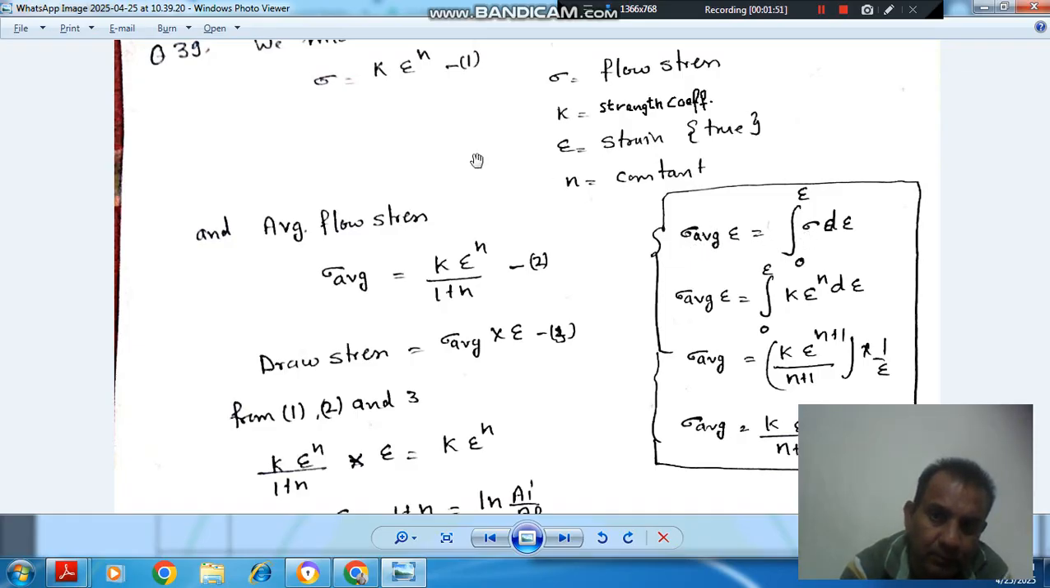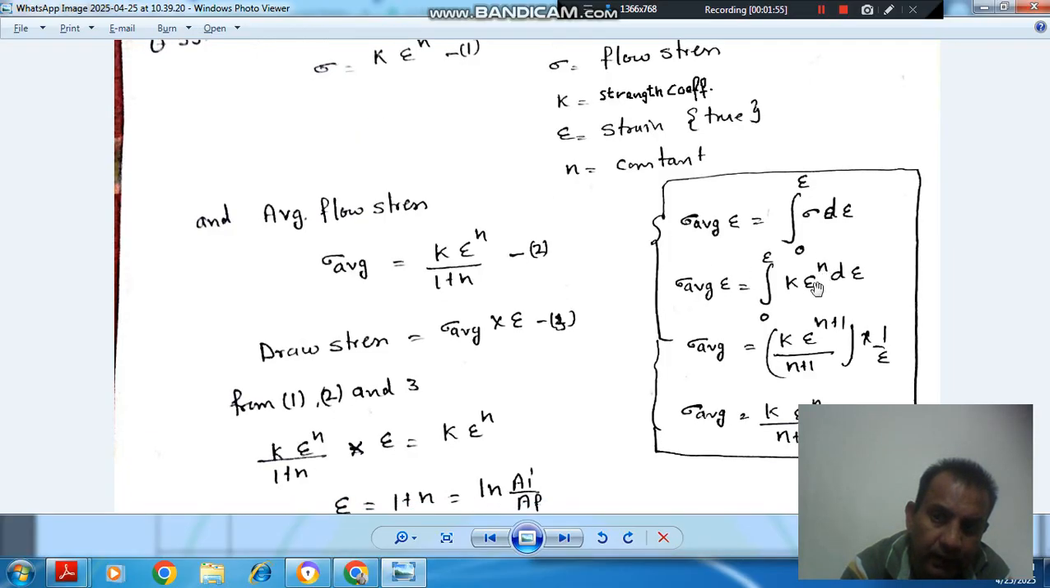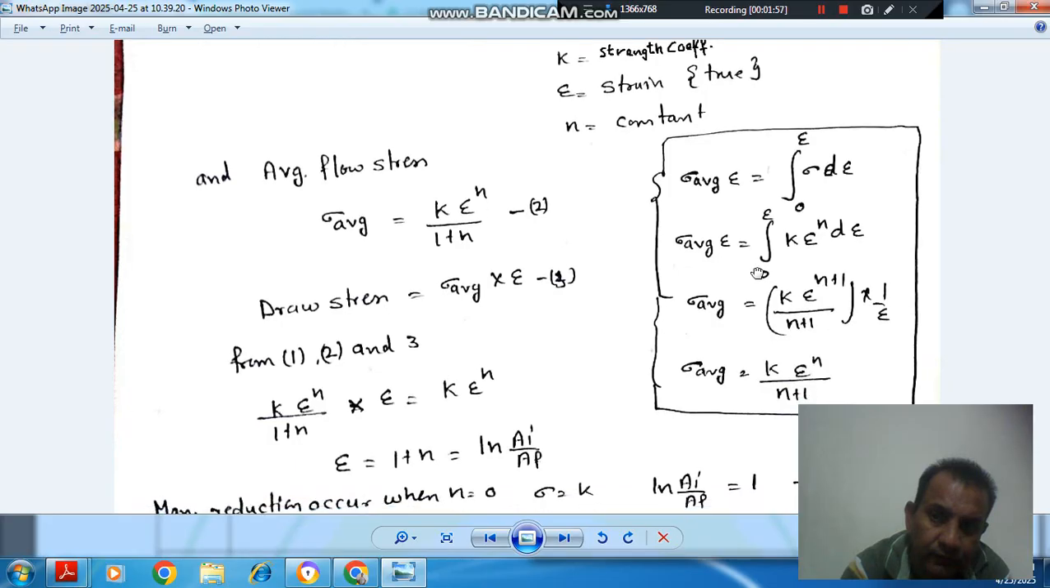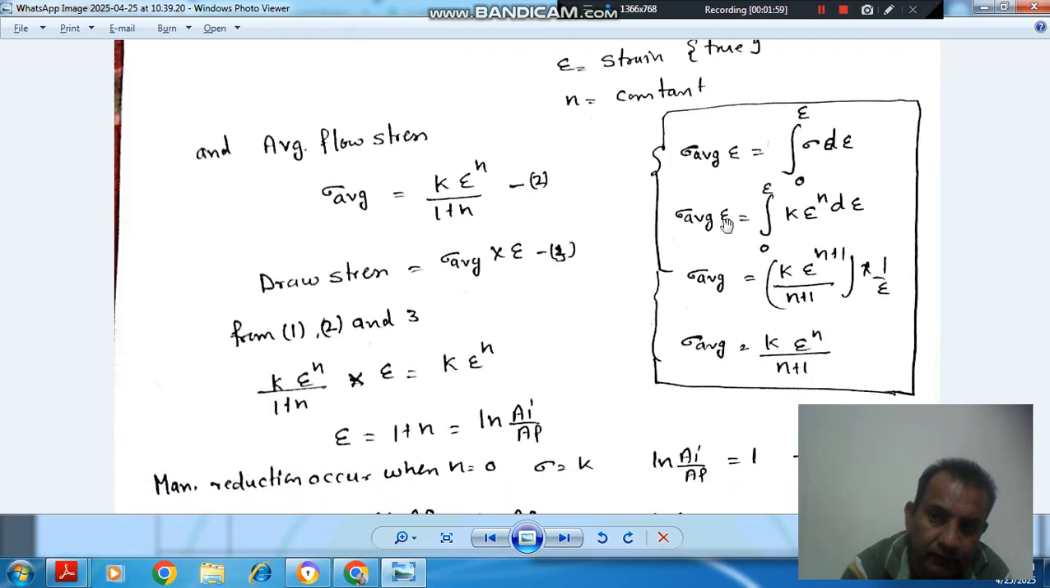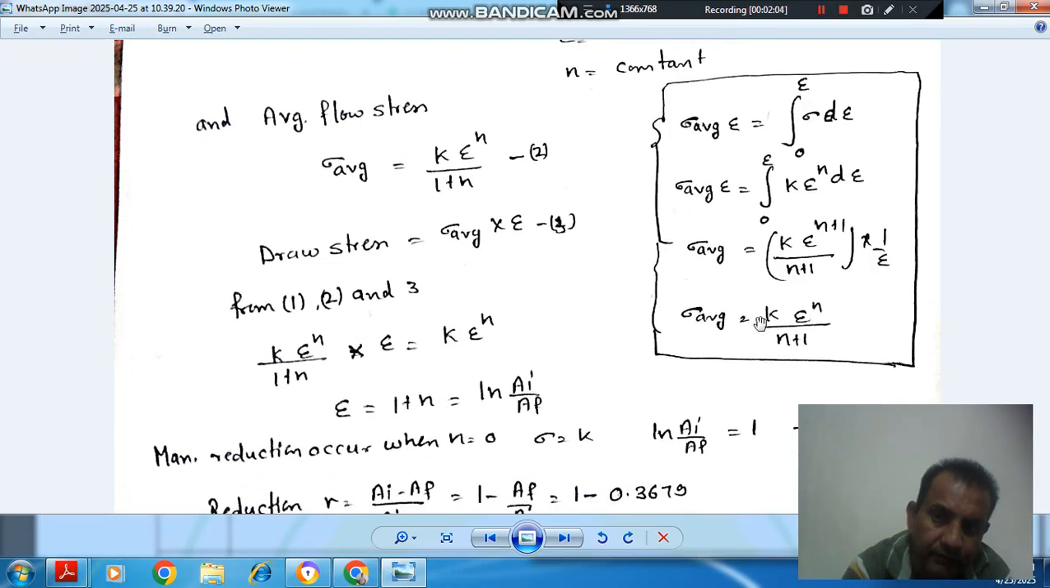Now we can put in the expression for sigma. Sigma is K epsilon raised to the power n, and we integrate it. Then we get this expression, and sigma average comes out as K epsilon^n divided by n plus 1. So now we have another expression for draw stress, that is sigma average into epsilon. So this is equation number 3.